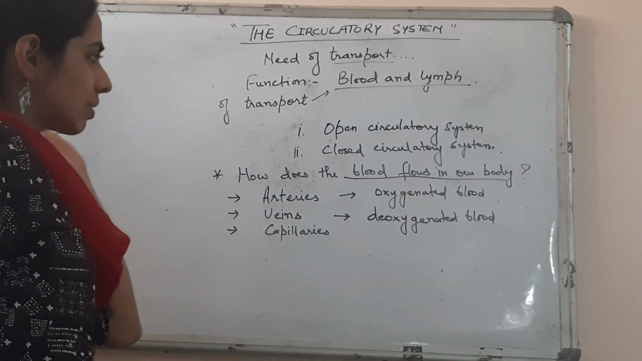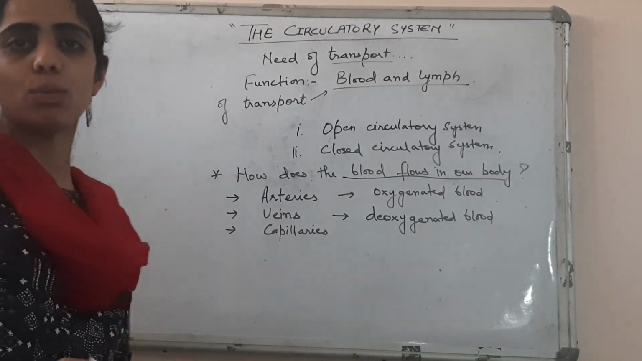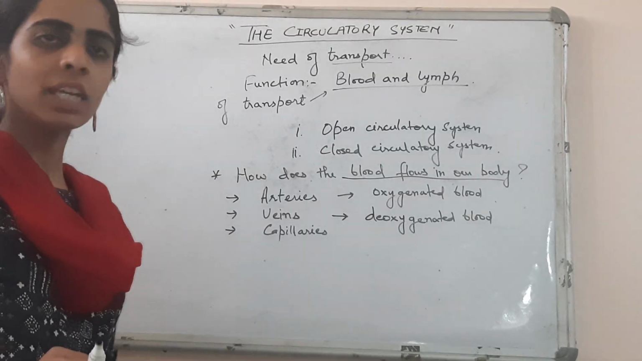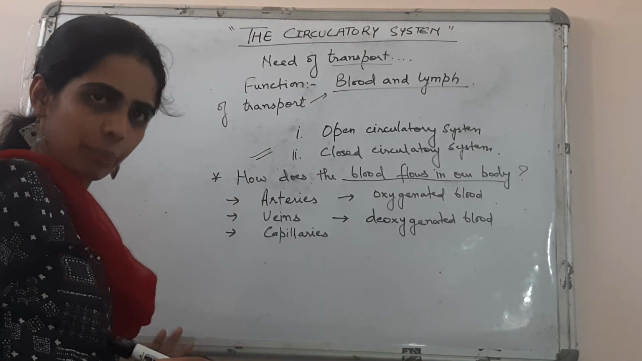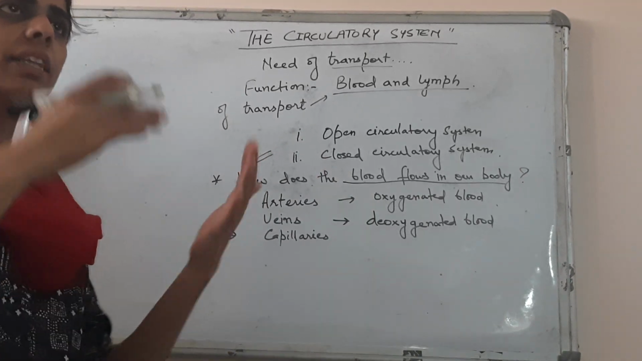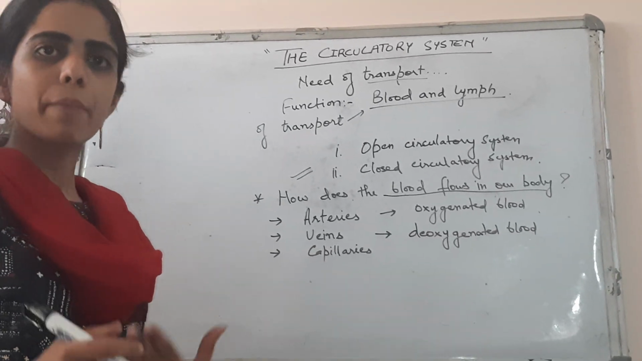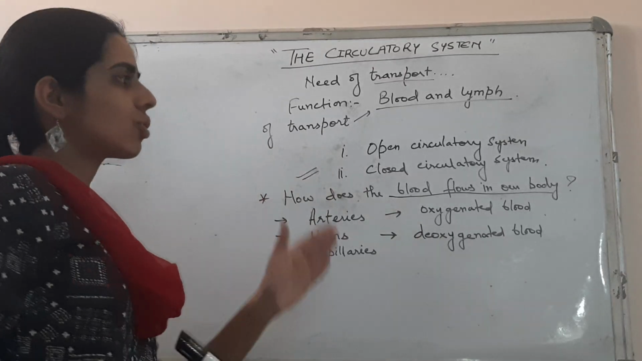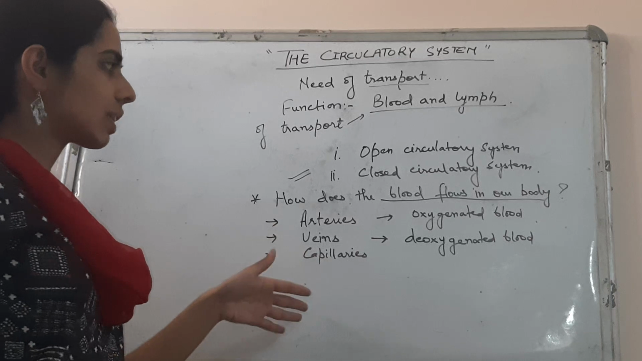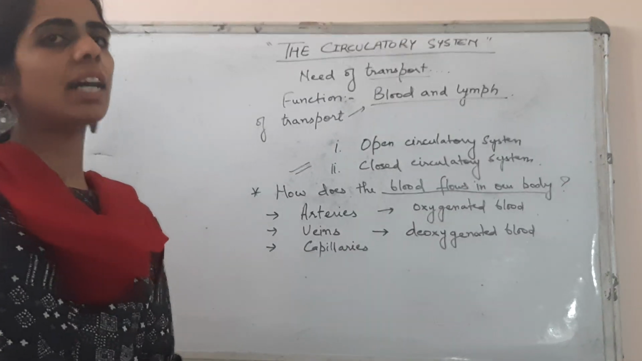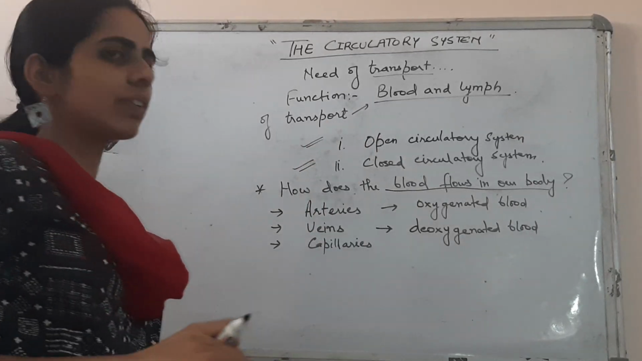But because we have proper channels, proper blood vessels through which the blood is flowing in our body, this makes a closed circulatory system. It means the blood is not just flowing randomly in our body. It is flowing in a very organized, proper manner. It is a closed channel which has certain blood vessels like arteries, veins and capillaries through which the blood is flowing, right? What is this open circulatory system?